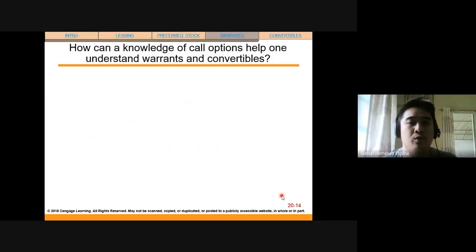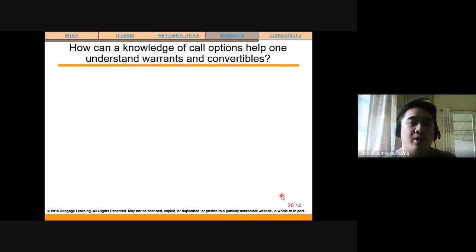So let's move to warrants. So how can a knowledge of call options help one understand warrants and convertibles? So if you recall the options, especially call options, it is the right to buy something or buy shares in the future. Okay, so there is also a predetermined or fixed price that you will pay in the future.